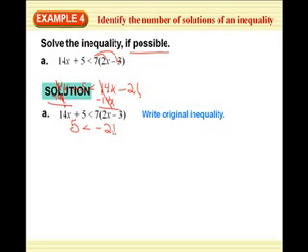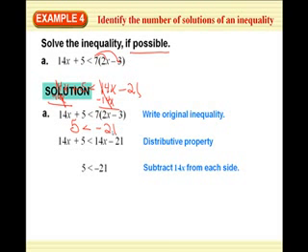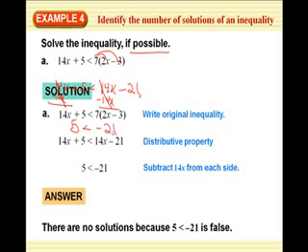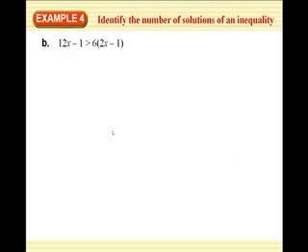In this problem, 5 is not less than negative 21. And so then we would say no, because 5 is not less than negative 21. It's greater than negative 21. So we would say this is not possible. So we'll try this one.